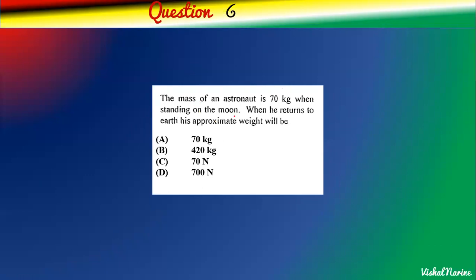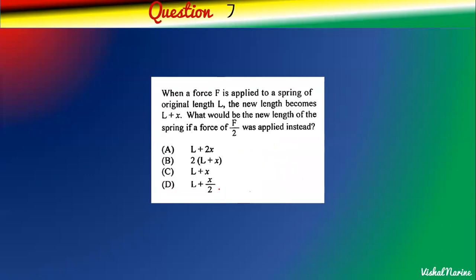So this question tells us that an astronaut has a mass of 70 grams when he's standing on the moon. Now, when he returns to Earth, his mass is still going to be the same. So to find his weight, we use the formula W is equal to mg. So that will equal 70 multiplied by 10 roughly, which is equal to 700 newtons. So our answer there is D. All right, so all those who said D, you're correct. All right, so we go to the next question.